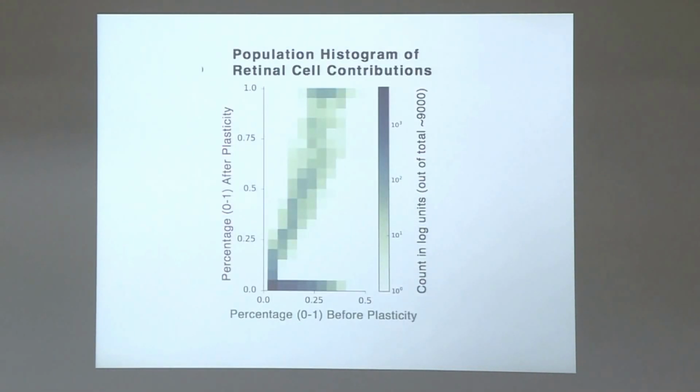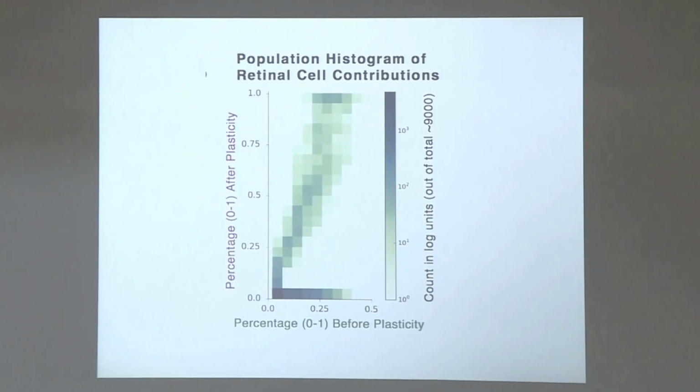And this also shows the percentage of retinal cells contributing to a single cortical cell, the percentage before plasticity, and after that it becomes almost a single cell, as the contribution comes from a single cell. Okay.